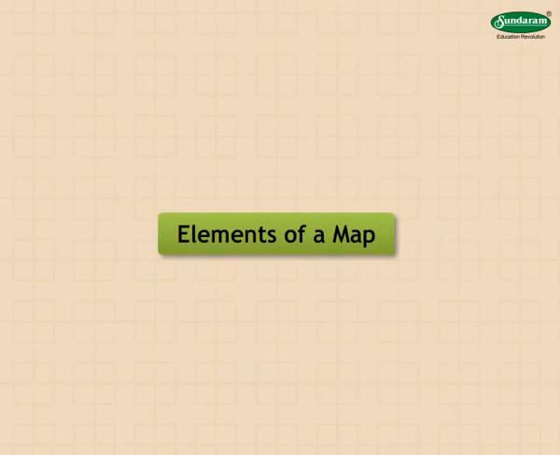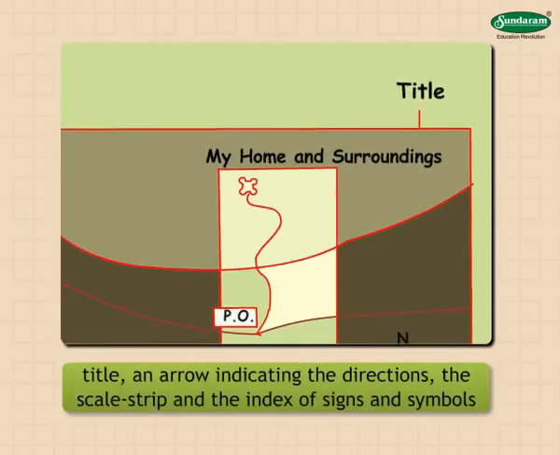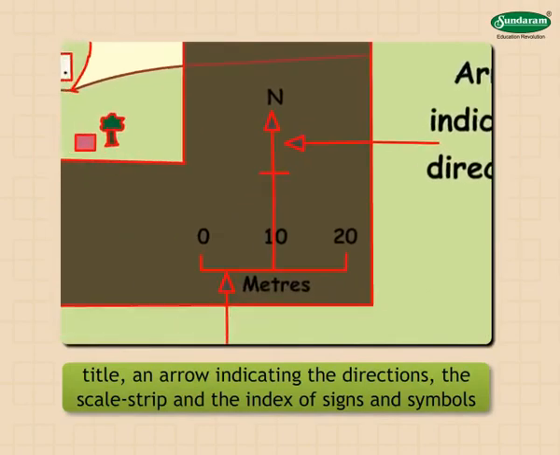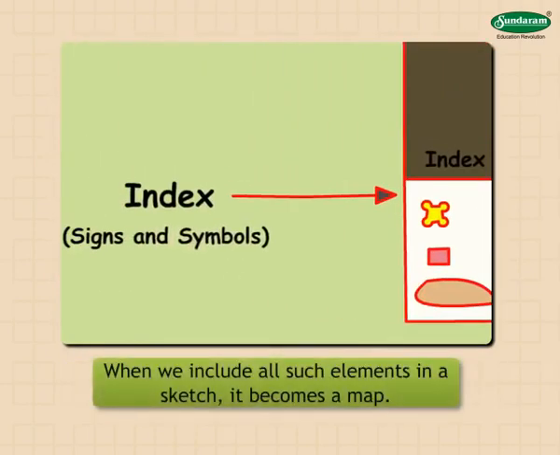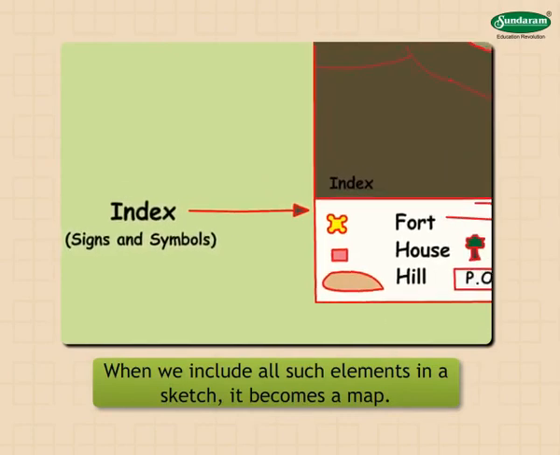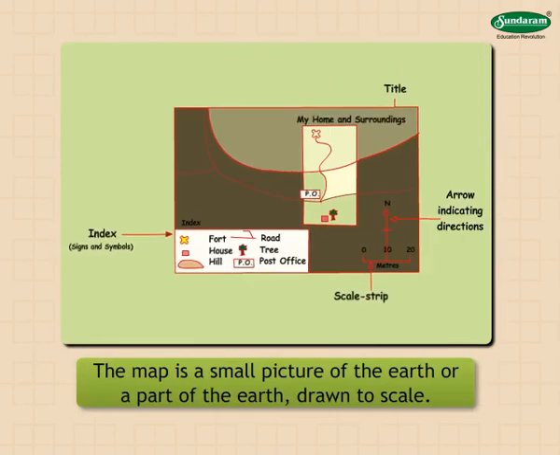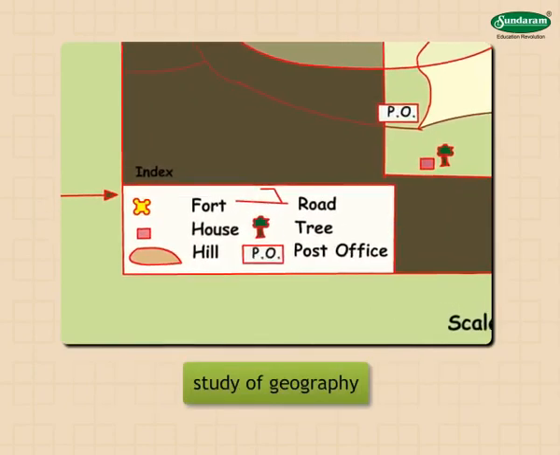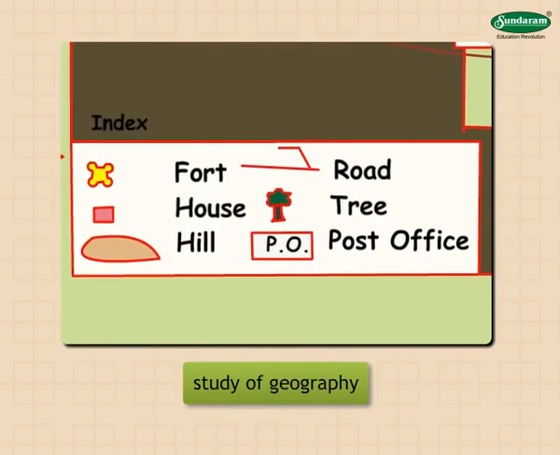Elements of a map. Look at this image. This sketch includes the title, an arrow indicating the directions, the scale strip, and the index of signs and symbols. When we include all such elements in a sketch, it becomes a map. The map is a small picture of the earth or a part of the earth, drawn to scale. It is used in the study of geography to show a lot of information in a limited space.